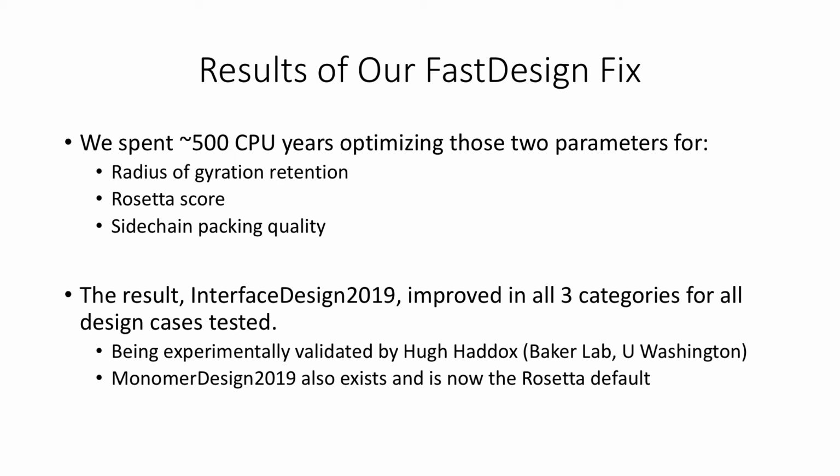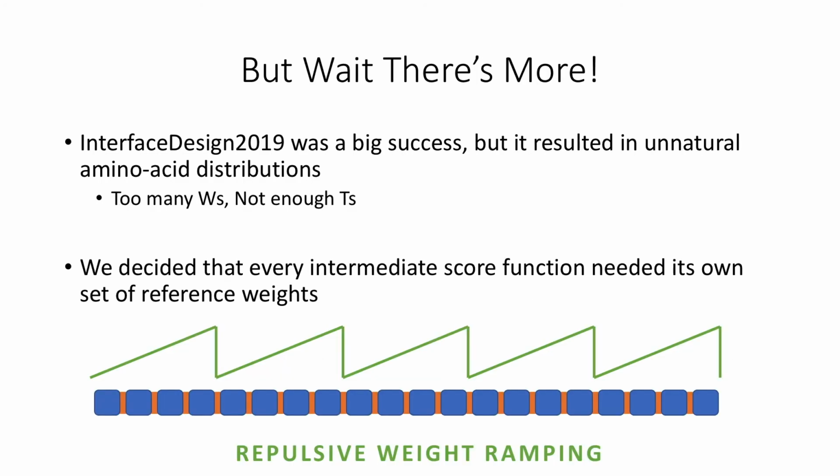And this is actually being tested in the lab by Hugh in the Baker Lab at the University of Washington. And he's not testing interfaces, so I didn't put much in this slide, but he's showing consistent improvement that proteins designed with Monomer Design 2019 are more stable. But there's really more to this story than just that. By all computational metrics, this was a big success.